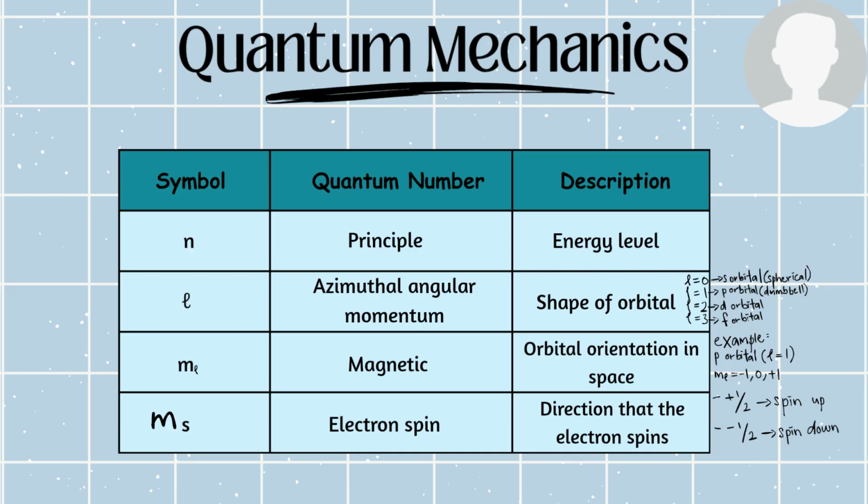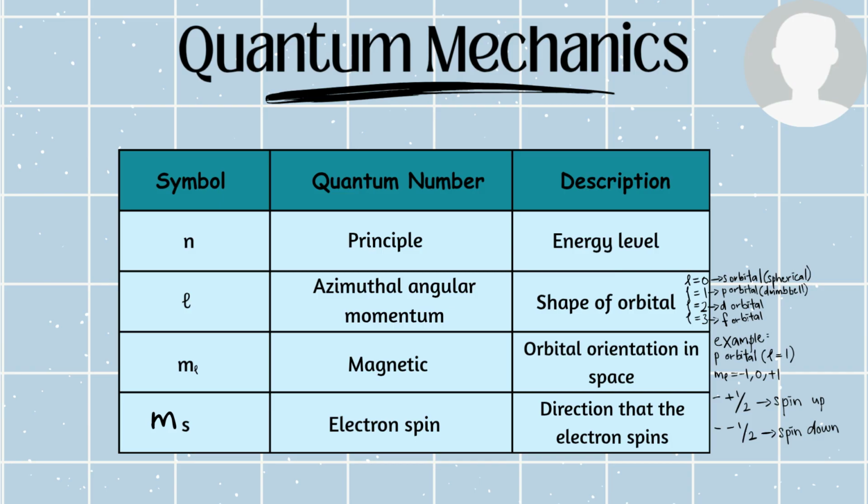Next, the azimuthal angular momentum quantum number l determines the shape of the orbital. The values of l correspond to different orbital types: l equal to 0 means s orbital, l equal to 1 means p orbital, l equal to 2 means d orbital, and l equal to 3 means f orbital.